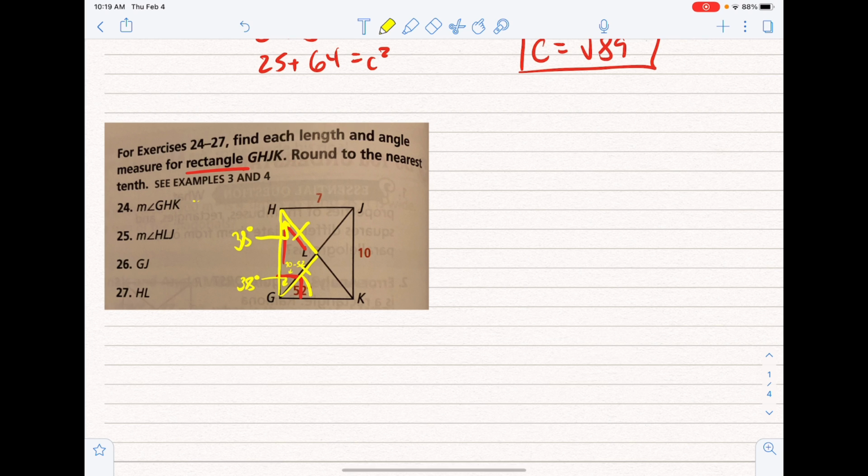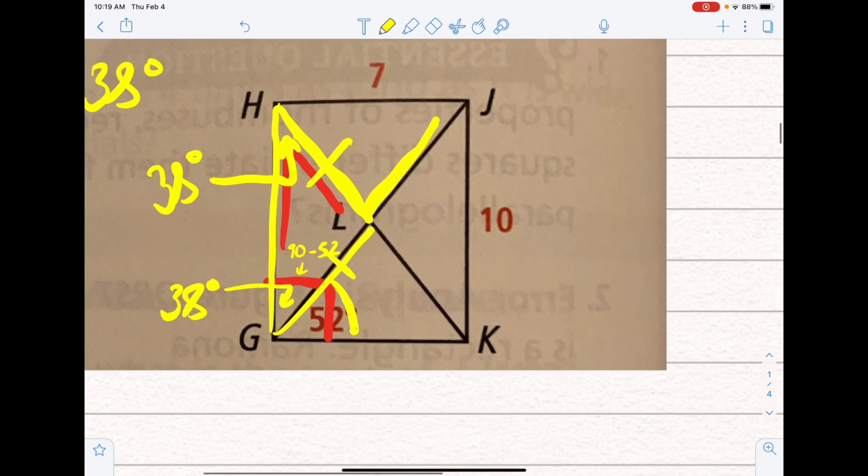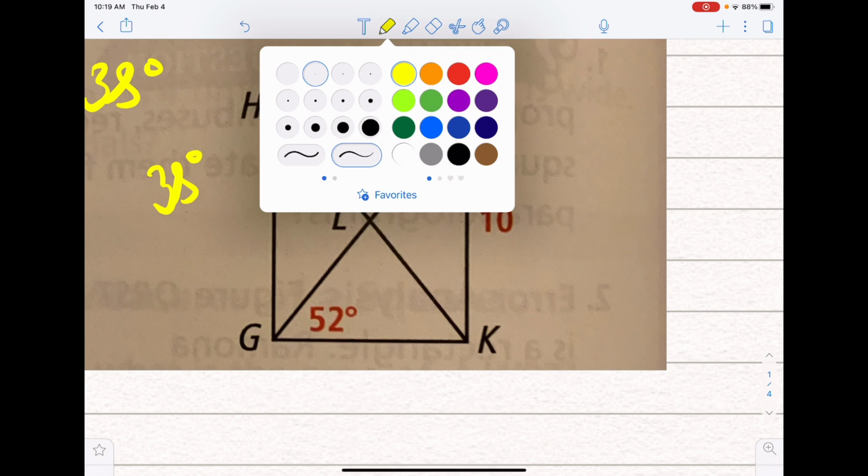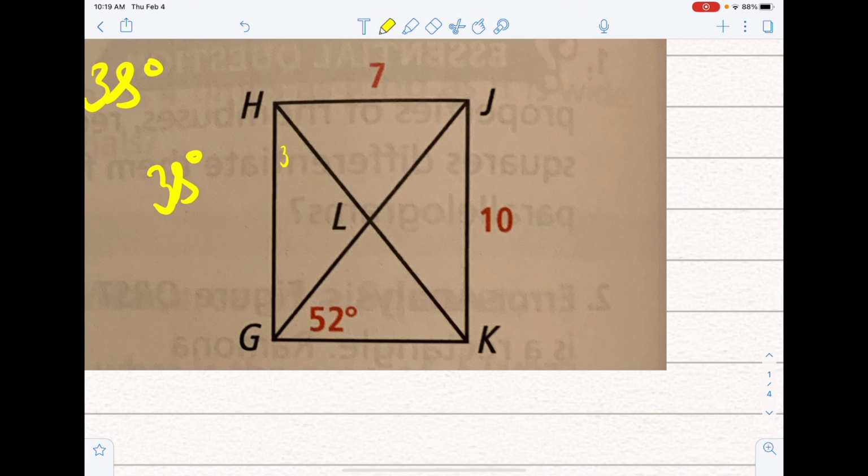So measure angle GHK, 38 degrees. Measure angle HLJ. HLJ is right here, okay? We go, well, what would that be? Well, a couple different ways of figuring it out. But as I look at it, I think one of the easier ways would be to think about what we know. This is 38. This is 38.